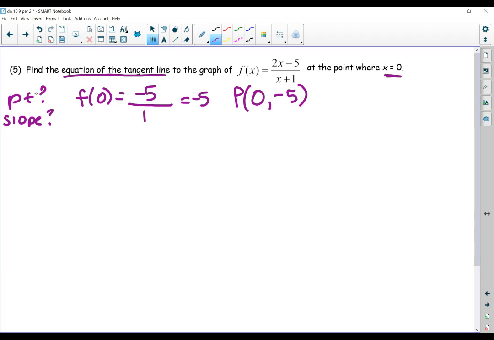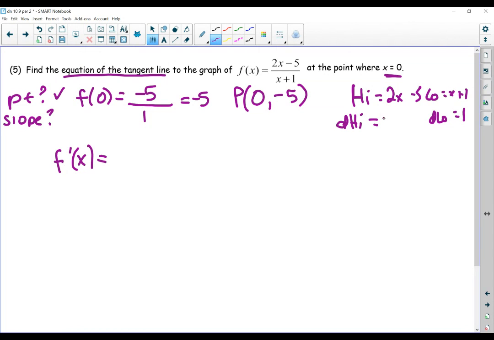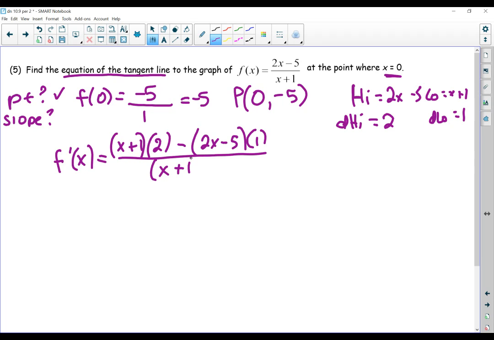Now my slope, I'm going to take the derivative. So to take the derivative here, my high is 2x minus 5. My low is x plus 1. D low would just be 1. That's kind of nice. Ms. Bowman, thank you for giving me linear functions. My d high would be 2. So it's low, start from the bottom, d high minus high d low, all over low, low.